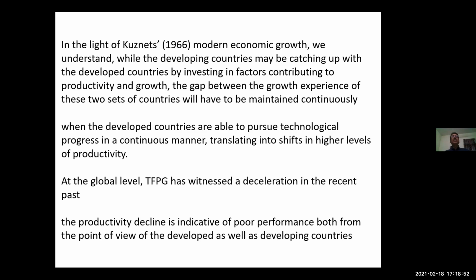At the global level, TFPG has witnessed a deceleration in the recent past. It has happened both in the developed world as well as in the developing countries. The emerging economies were expected to have a very rapid total factor productivity growth, but unfortunately they are not able to experience that. So the productivity decline is indicative of poor performance, both from the point of view of the developed as well as developing countries.